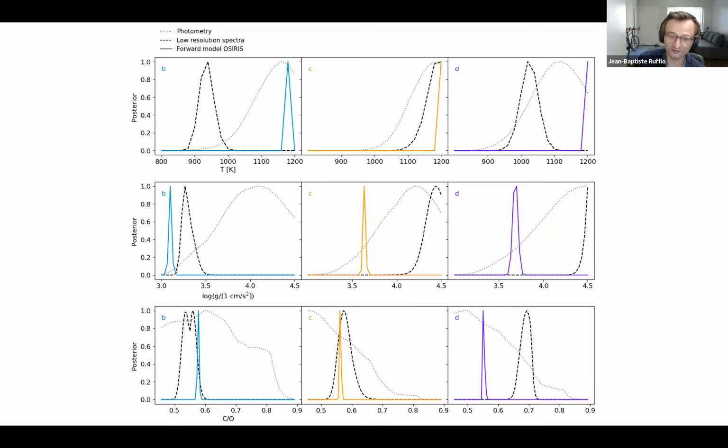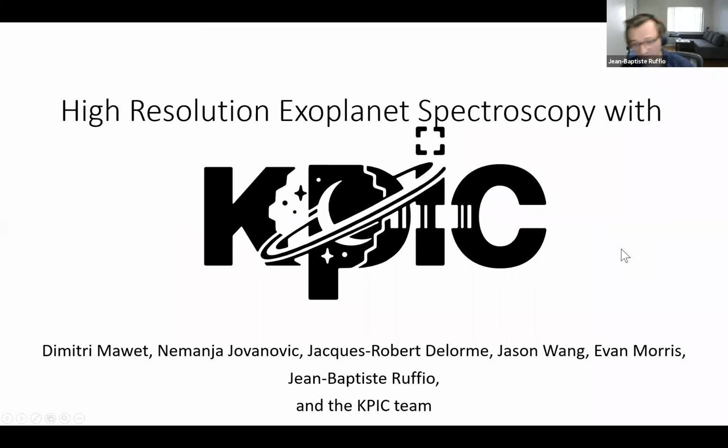But we think we're pretty confident that the OSIRIS data is very sensitive to the C/O ratio, and the C/O ratio that we're measuring is all consistent with stellar C/O. So hopefully that can teach us something about their formation. Okay, so that's what we can do with moderate resolution spectroscopy.